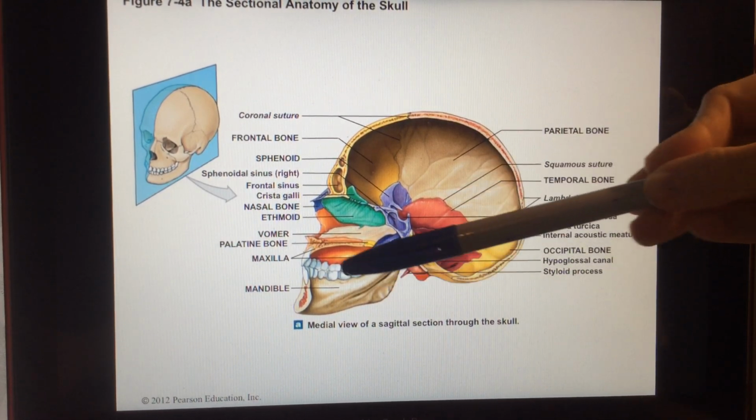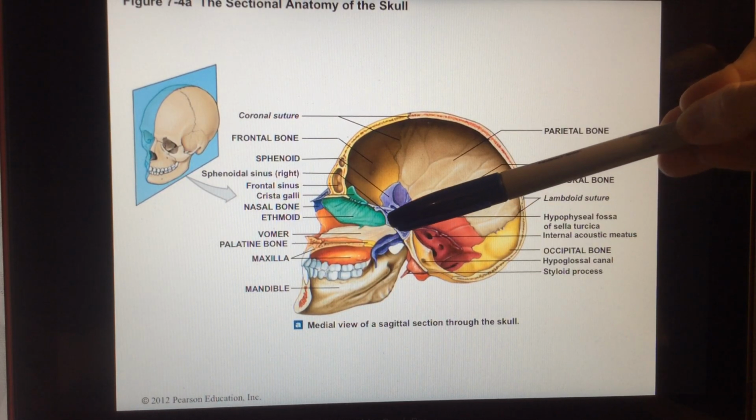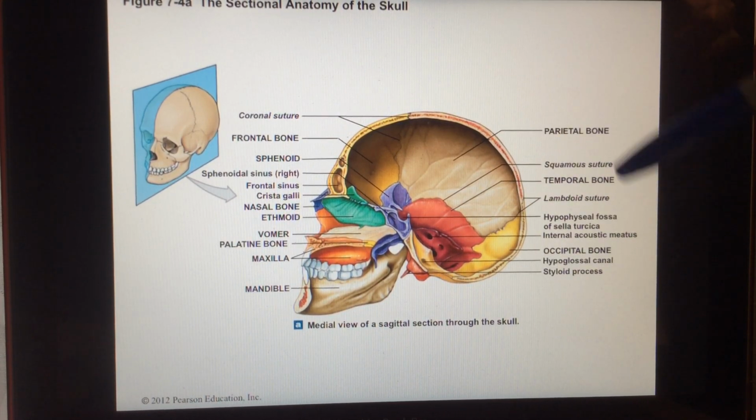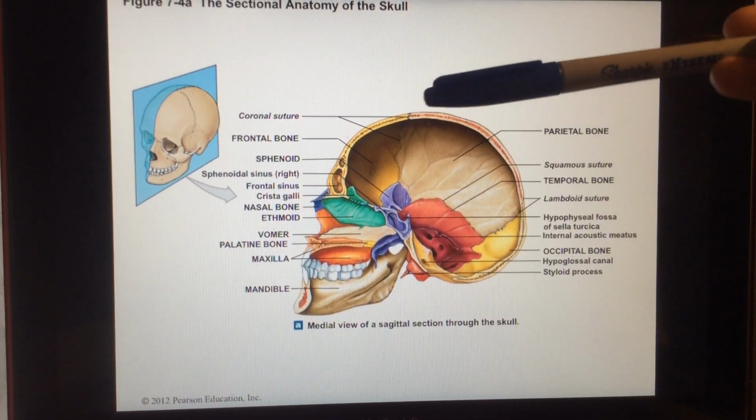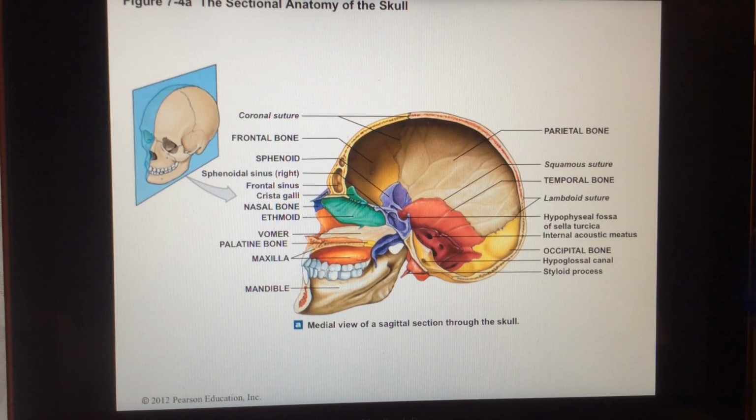You're going to have portions of the vomer, the lower nasal septum, and then you're also going to have the inferior nasal concha. You're not going to be able to appreciate it much here at all.